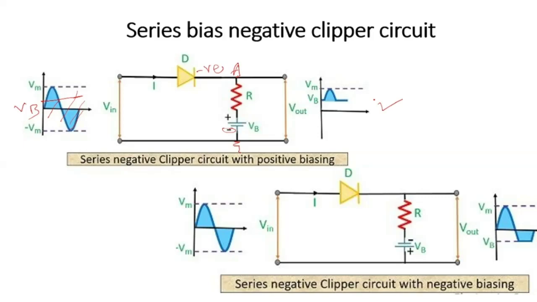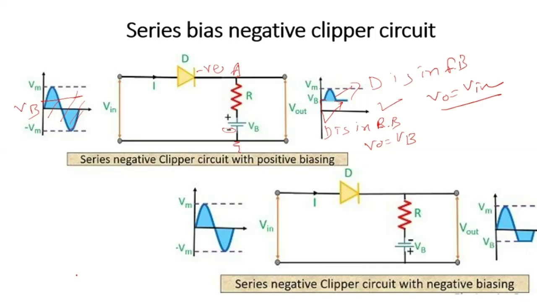At the clipping time, these two are the clipping times. At that time the diode is in off condition, meaning it is in reverse bias, and the output voltage is equal to VB. And here, at the non-clipping time, the diode is in forward bias and the output voltage is equal to Vin. It is easy.